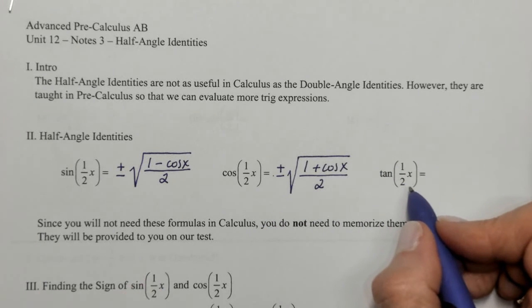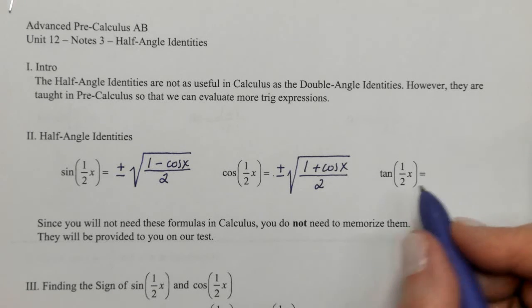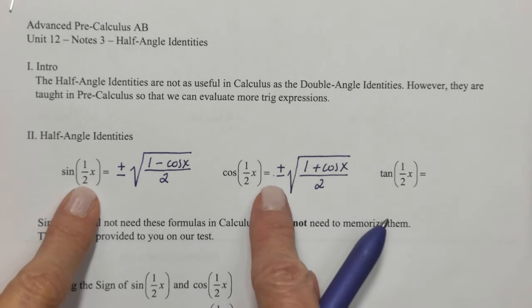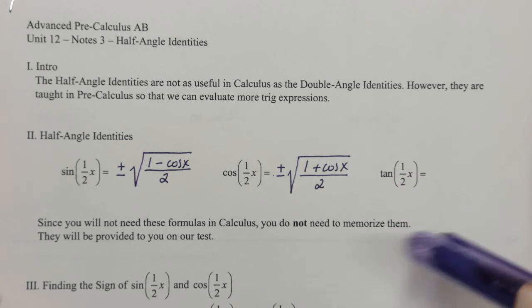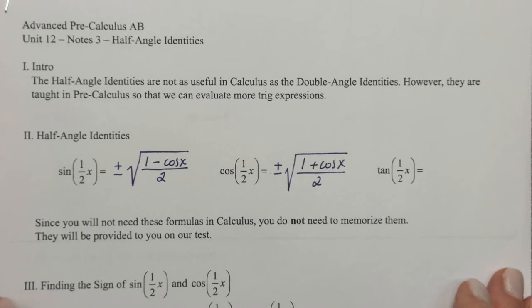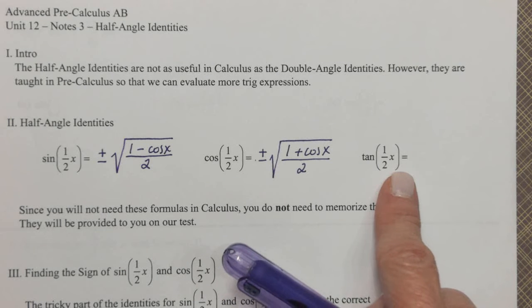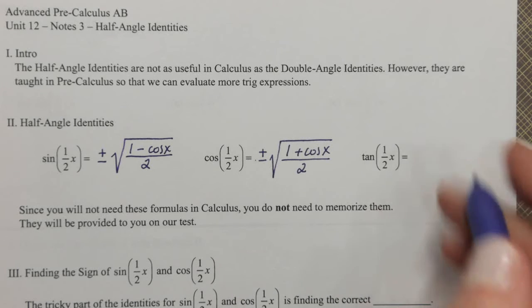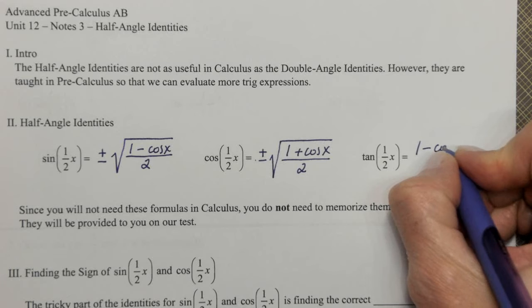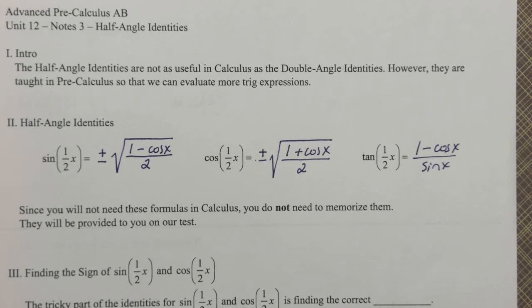Fortunately, the tangent half-angle identity does not have a plus or minus. Now, we could just find the answer for sine and for cosine and then use those to get the half-angle for tangent using sine over cosine. But the formula for the half-angle for tangent is easier than these two. So if I'm only asked for tangent of a half-angle, I will definitely use its formula. The formula is 1 minus cosine x over sine x. So it does not involve tangent x at all.